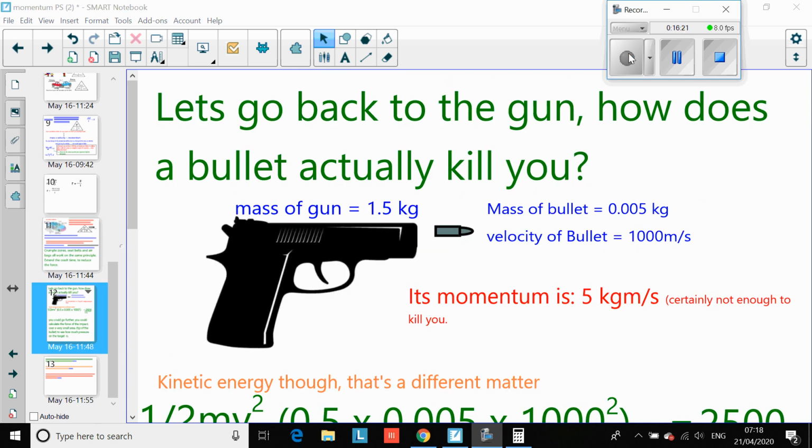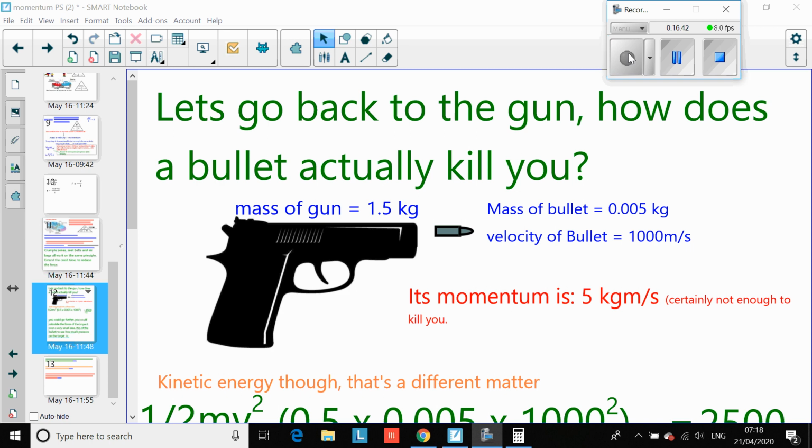Okay, final thing. So we didn't quite get around to answering this question last lesson. Okay, so how does a bullet actually kill you? So let's just say we've got these values. The mass of the gun is about 1.5 kilograms. The mass of a bullet, 5 grams or 0.005 kilograms. Velocity of the bullet, 1,000 meters a second.